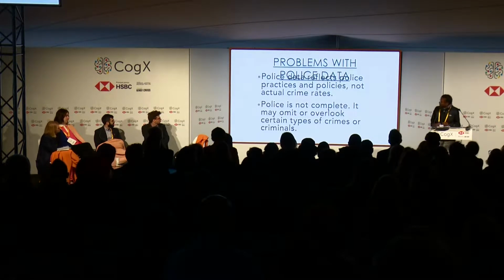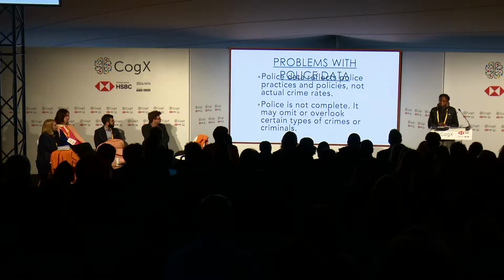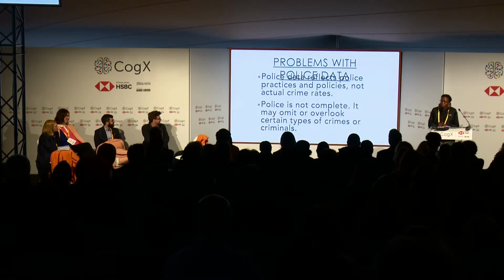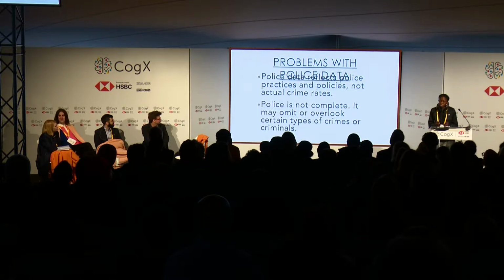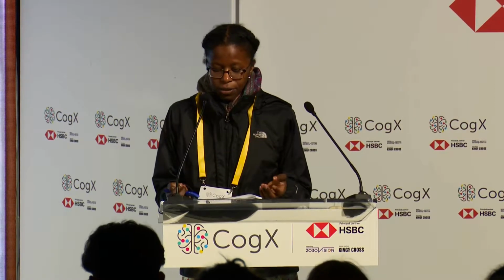And the first problem, which you can't really see, but I'll just tell you what these are saying, is that police data often reflects the practices, policies, and agendas of police departments rather than the actual prevalence or occurrence rates of crime. And the second important point is that the police data may omit certain information that is not captured by police practices based on their views of certain types of crimes and certain types of criminals.